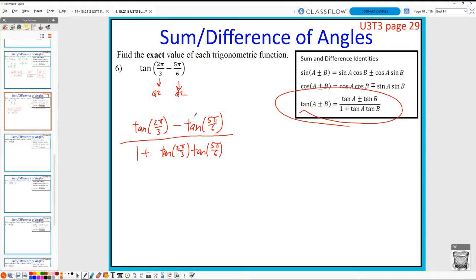Okay, so here I have tan of 2 pi over 3. That's going to be negative root 3, minus negative 1 over root 3, all over 1 plus negative root 3 multiplied by negative 1 over root 3. So the denominator is kind of nice because this is multiplied. The root 3's will cancel out. The numerator would just be negative root 3 plus 1 over root 3, all over this becomes 1. So 1 plus 1 is 2.